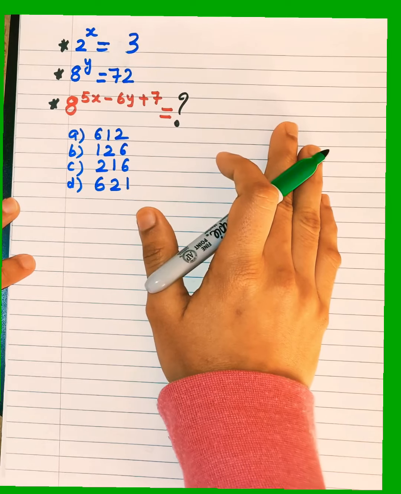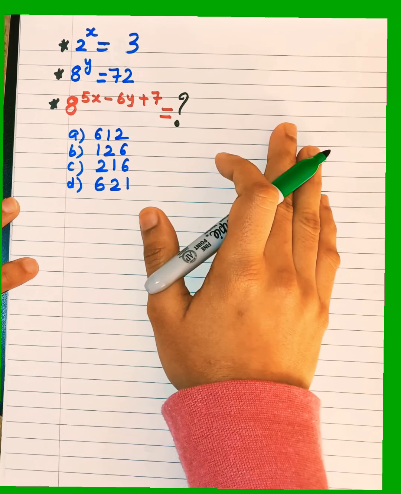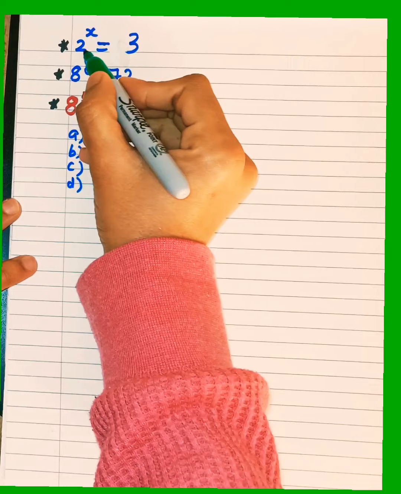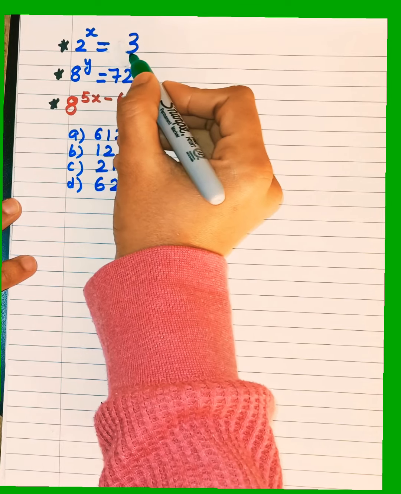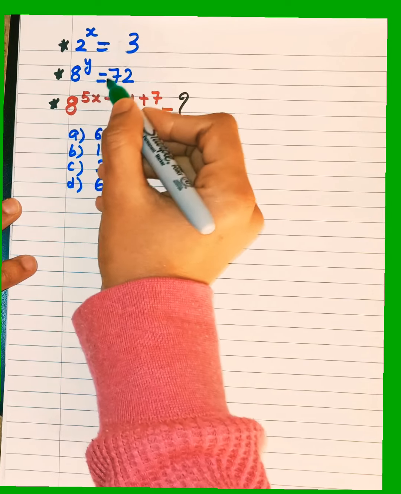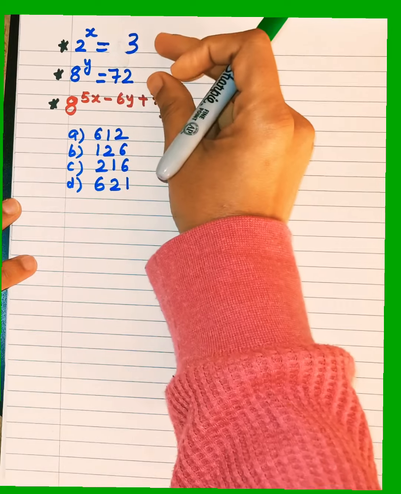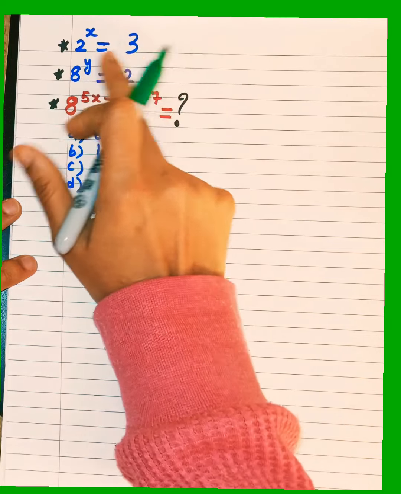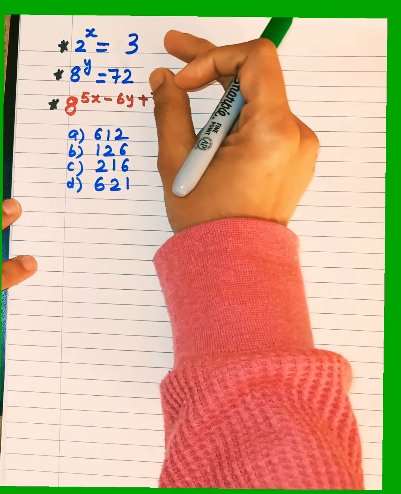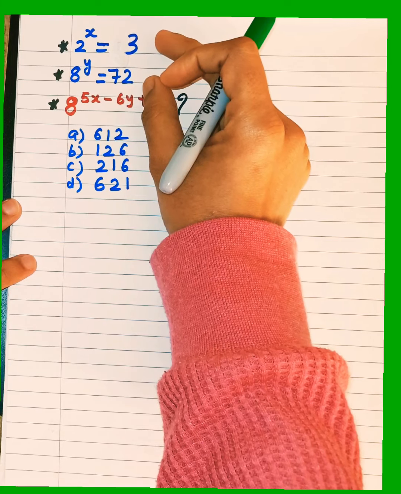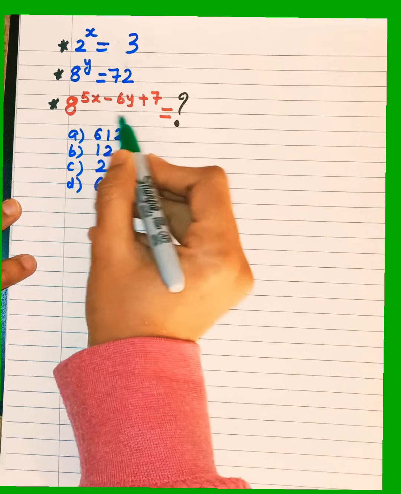Hello everyone. Now let's see how we will solve this type of question. The question is 2 raised to x equals 3, and 8 raised to y equals 72. So these two equations are given to us, and with the help of these, we need to find the value of an expression.